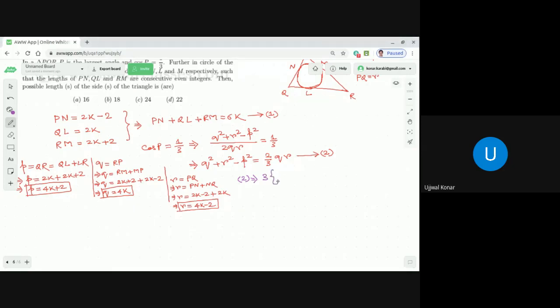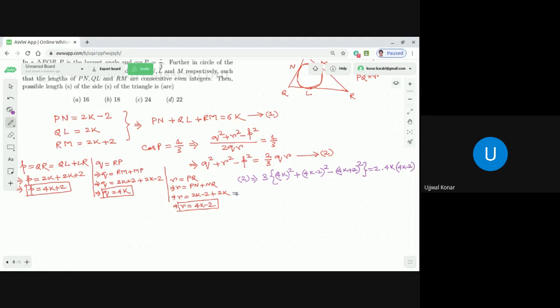Q square is equal to what? Q square is equal to 4 into K whole square, plus R square. R square is equal to 4K minus 2 whole square, plus P square, sorry, minus P square. P is what? It is 4K plus 2 whole square. That is equal to 2 into Q. Q is what? 4K. 2 into 4K into R. R is 4K minus 2.